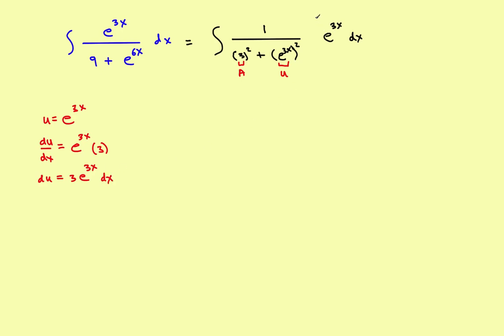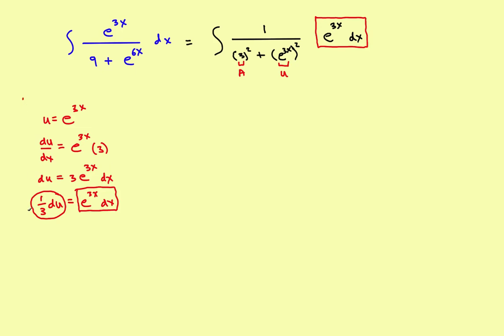Now again, in my u substitution, what I'm going to try to get rid of is this right here. So I need to replace this, and I don't need that 3, so I'll take the 3 to the other side. So I'll have 1/3 du would be equal to e to the 3x dx right here. Now again, this e to the 3x dx matches up with this one, so there's my u substitution, so I'll substitute this right here.